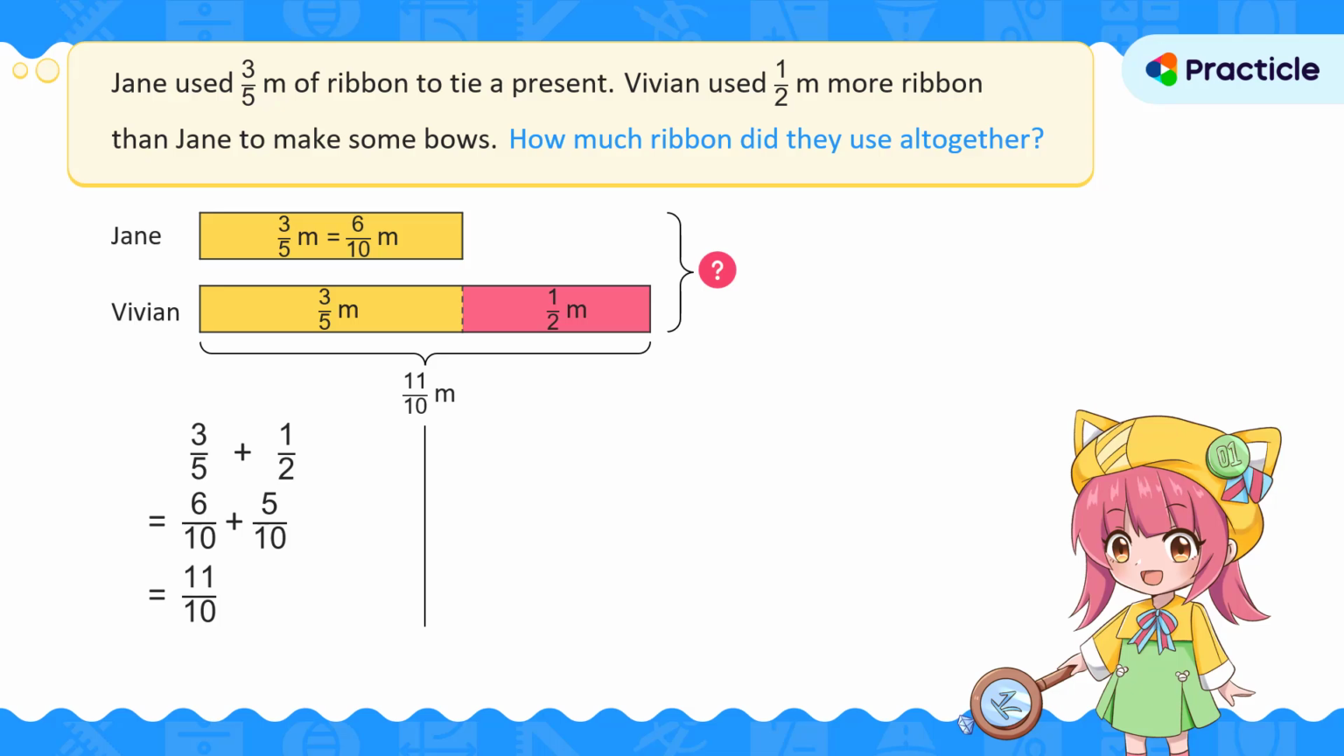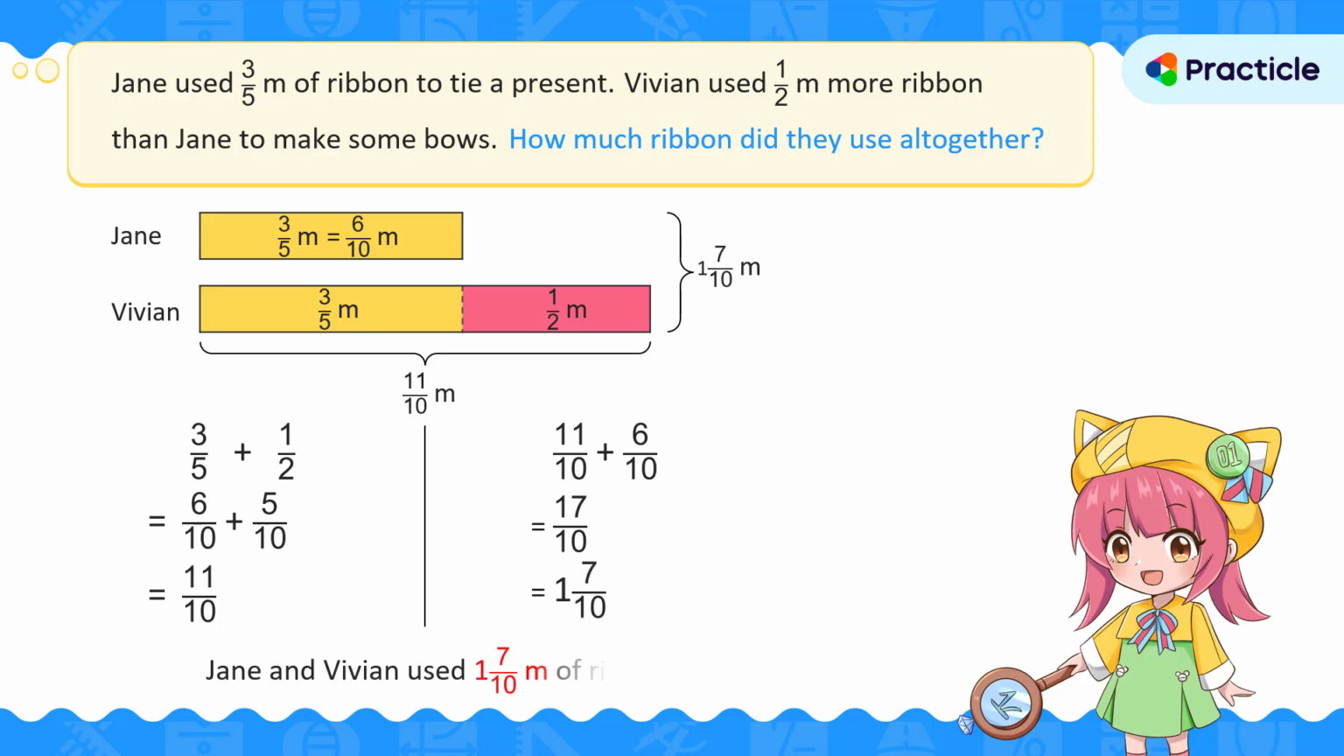What do we get when we add 11/10 and 6/10? I hope you got 17/10. Since this is going to be our answer, we need to change this improper fraction into a mixed number. 17/10 is the same as 1 and 7/10. Jane and Vivian used 1 and 7/10 meters of ribbon altogether.